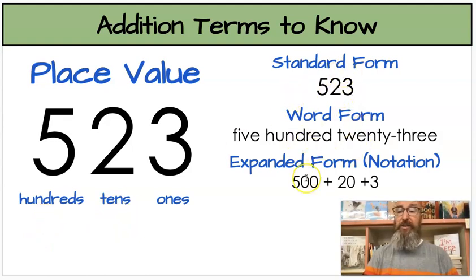When we write numbers, there are 3 different ways we can write them. One is standard form. That's the way you already know how to write numbers. The other is word form. So we have the number 523 and we're going to write it out in words. And then we have expanded form, or expanded notation. That's when we break that number up into hundreds, tens, and ones: 500 plus 20 plus 3. If you know how to do all those things, it will help you tremendously in our lessons. So let's get started.